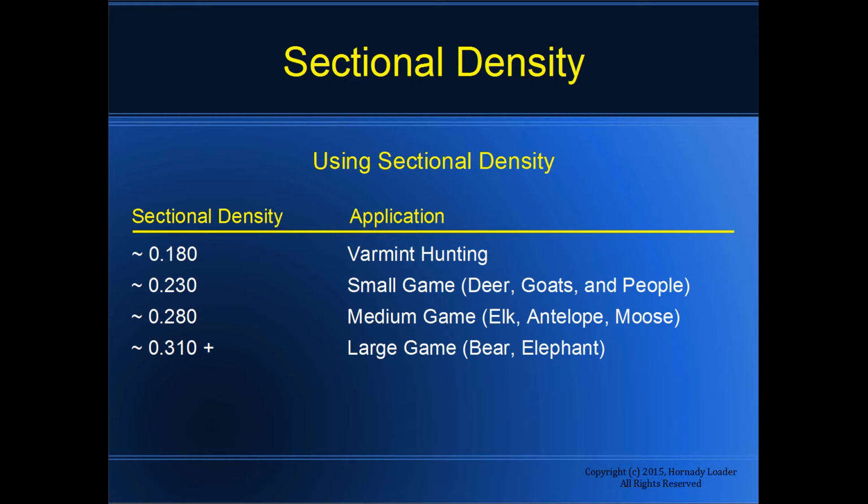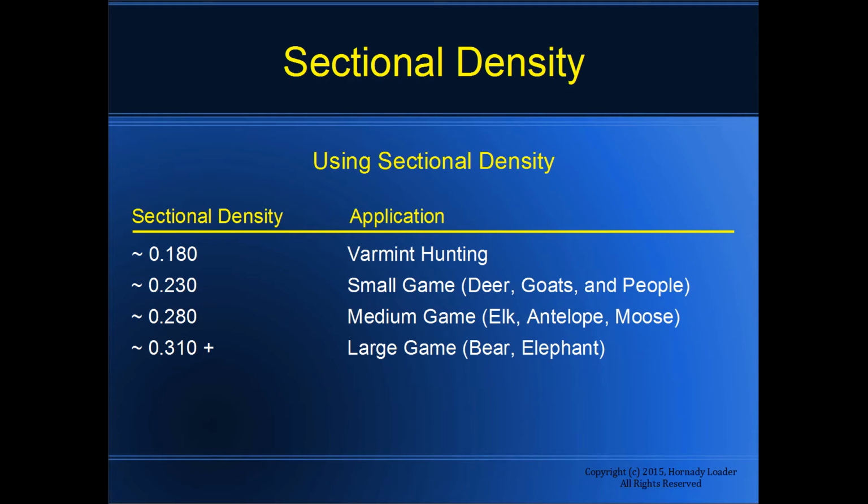So a hunter, if he's going out for a particular type of game, he's going to select a cartridge or reload bullets that have the appropriate sectional density for the kind of game that he's going after. So that's generally how hunters use sectional density. Target shooters, not so much.